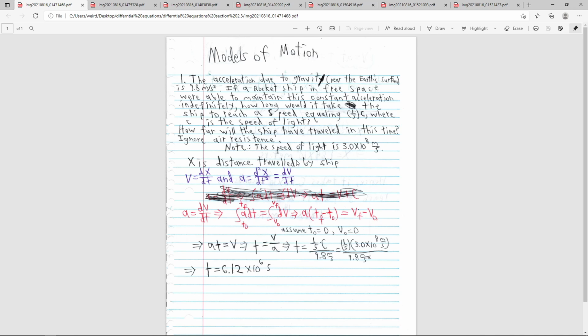We want velocity to equal 1/5 c, and we want to find what time it is. And we have a, which is constant, which is 9.8 meters per second squared. Plug in the value of c, and your units will cancel, so you just get time in seconds. So when you put it in the calculator, you get 6.12 times 10 to the 6th power seconds.